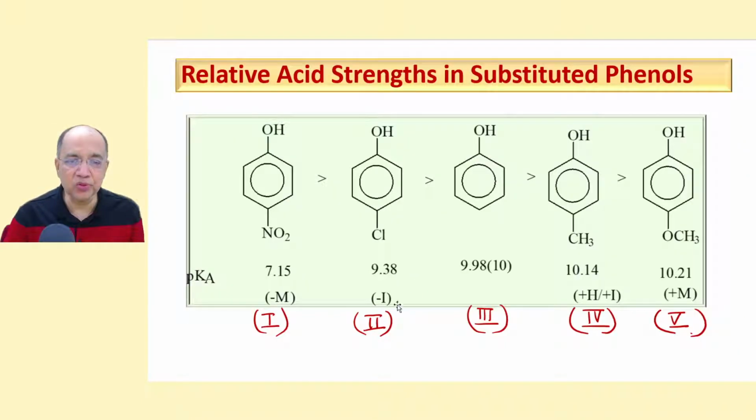My purpose was to explain this comparison of all para with phenol, the mother phenol, how these are graded vis-a-vis the mother phenol. So a minus M minus I group will enhance the acid strength, but a plus I and plus M group will decrease the acid strength.